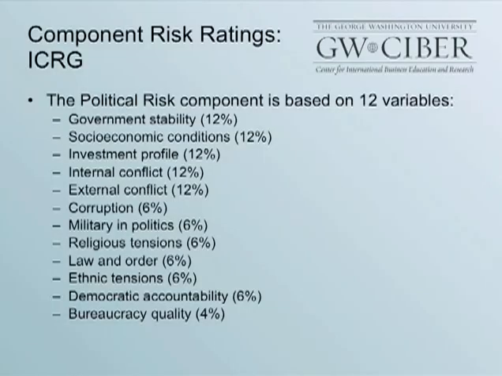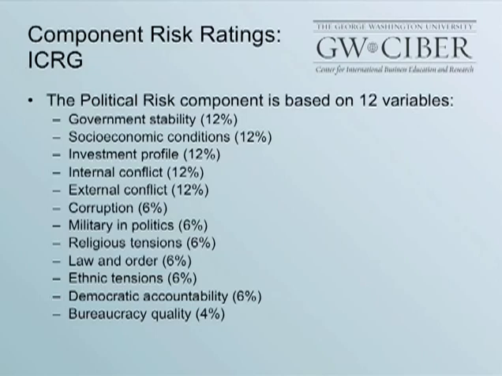And the fascinating part of this is that it's basically back to a mechanical approach. There are 12 variables, and the weights are explicit in the construction of the political risk index.